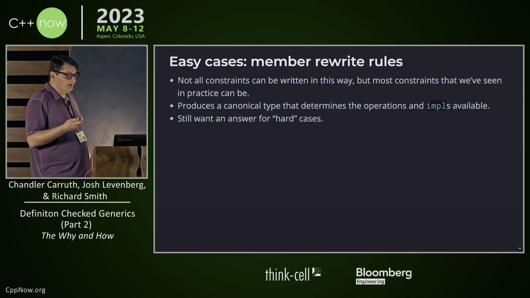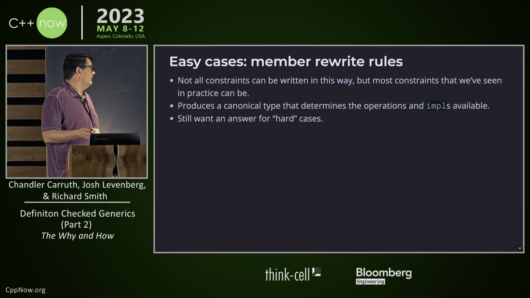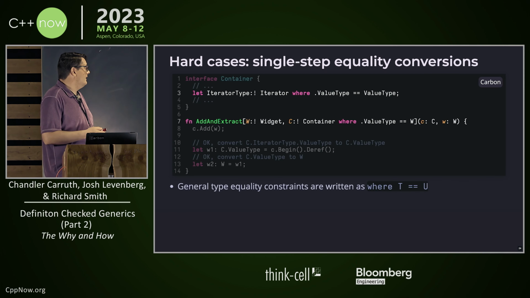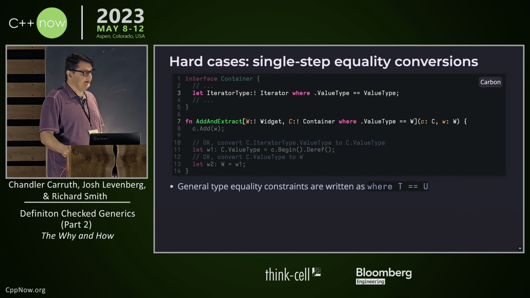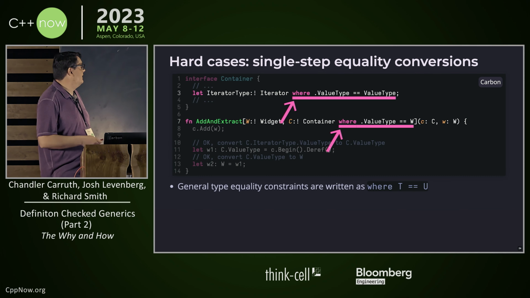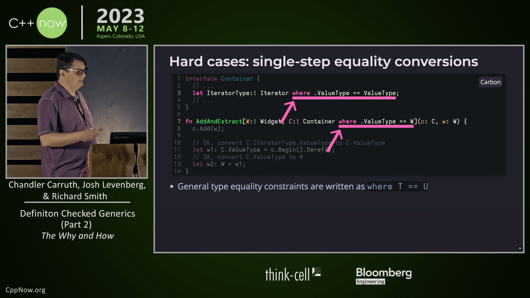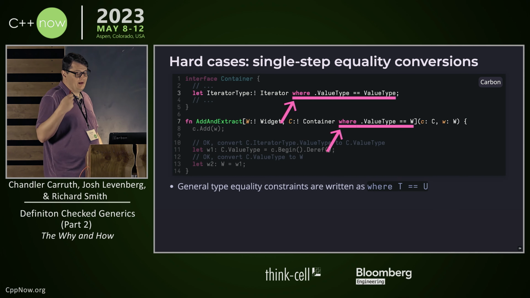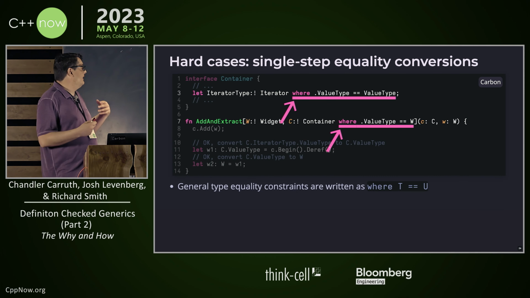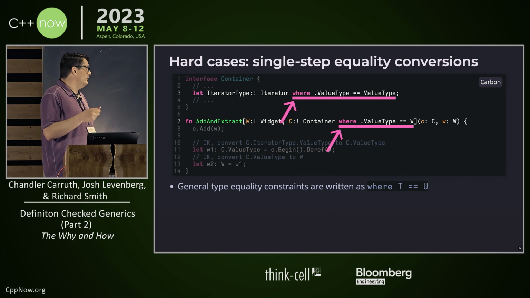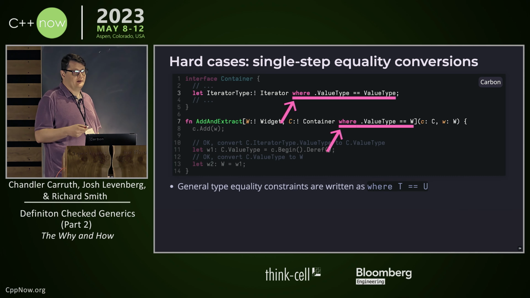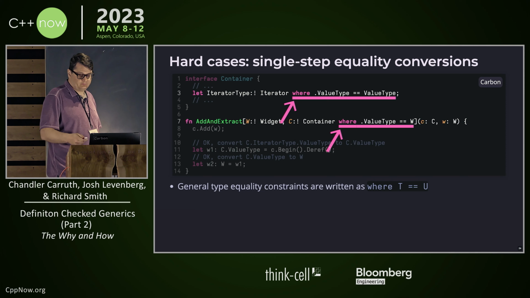But this isn't complete. We still want an answer for the hard cases where this doesn't apply. And for that, what we do is we have single-step equality constraints. These are written with a double equals. You think of these not as an assignment or a rewrite, but more as a comparison. We're saying, in order to specify this, you've got to prove that these types are equal, but we're not going to treat them as being the same type. We're going to treat them as two types that we happen to know have this relationship between them.